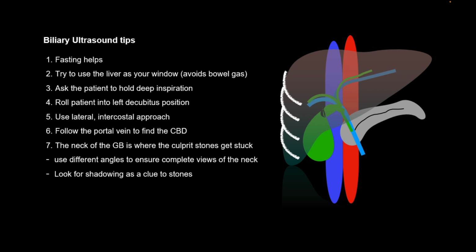Now, the neck of the gallbladder is the most important part of the gallbladder. This is where we really want to make sure we get a good look at what's going on, because patients with stones that are stuck in the neck of the gallbladder are the ones that we really need to act upon quickly. So in order to get a good look at the gallbladder neck, you may need to roll the patient, look through the ribs, and follow that portal vein to make sure you're getting right up towards the neck. Remember that stones do shadow, so using shadowing is a clue to where stones may be. Sometimes it's hard to see, but if you can see a shadow, then you know that there must be something blocking the beam and there must be a stone nearby.